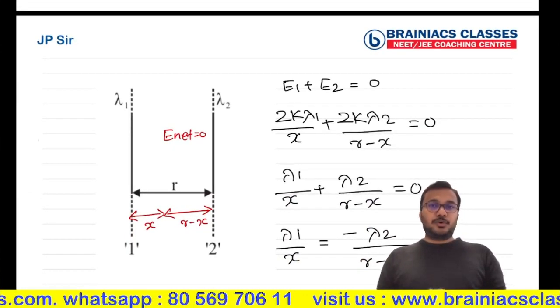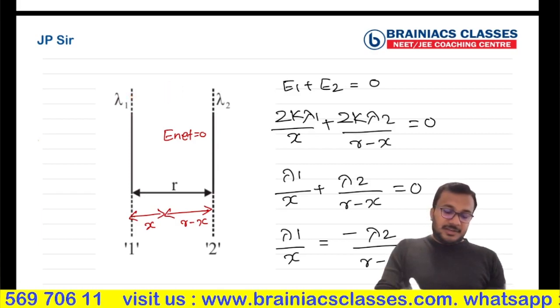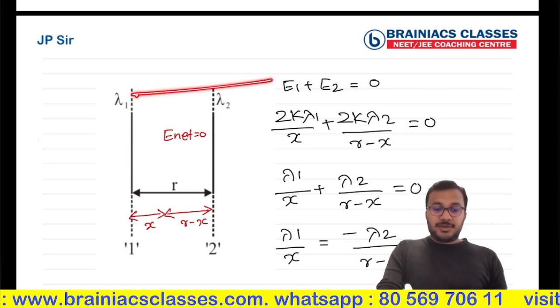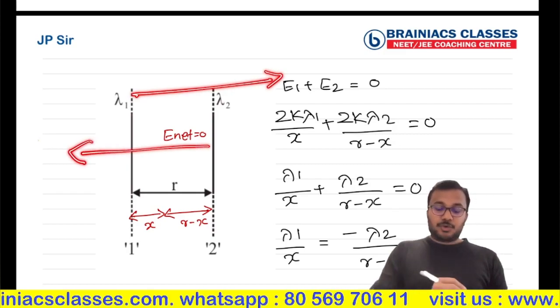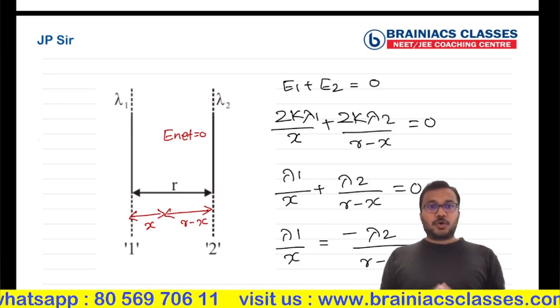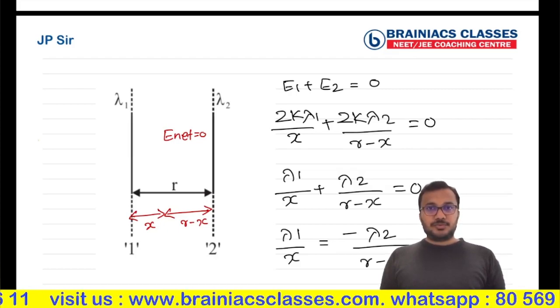We know E net is equal to 0. So the electric field due to wire 1 points to the right and the electric field due to wire 2 points to the left. Because they are positive charges, the electric field lines are going away, so both fields are in opposite directions, and the total electric field can be equal to 0.